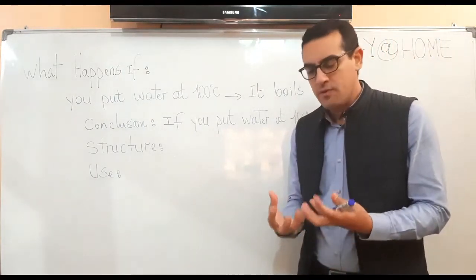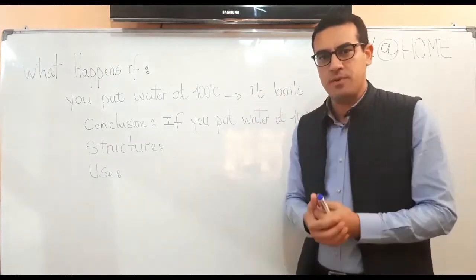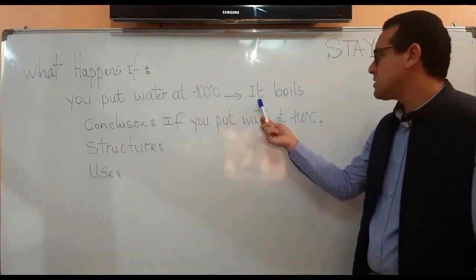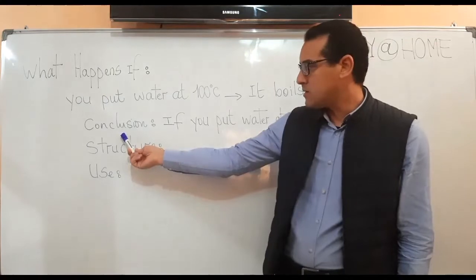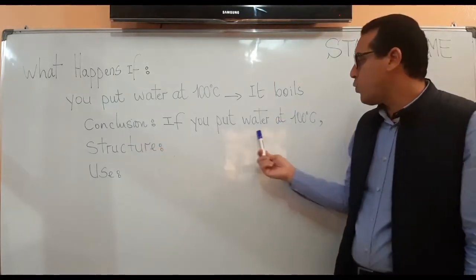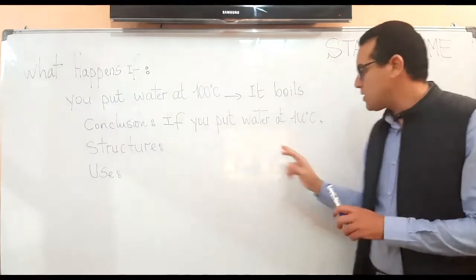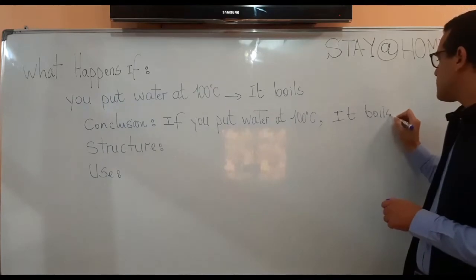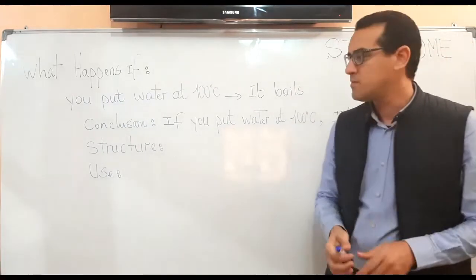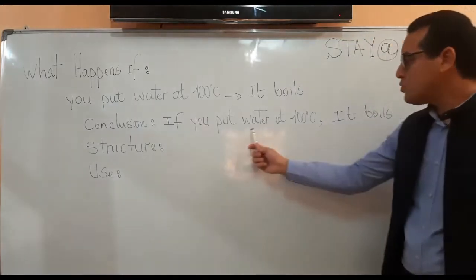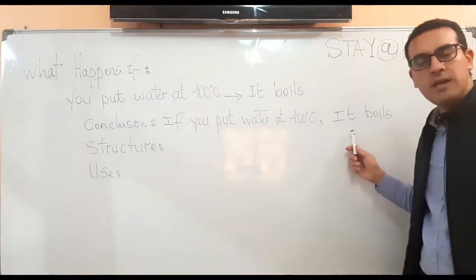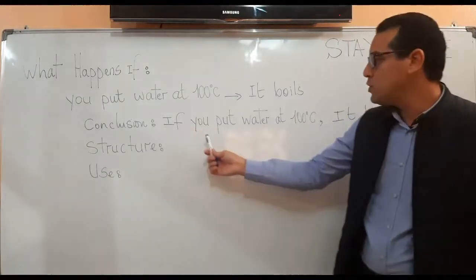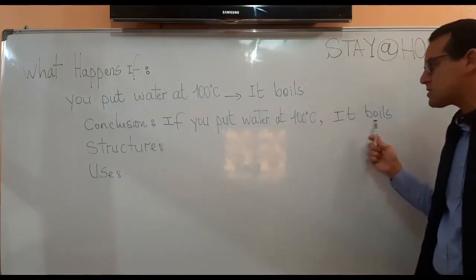Okay? And the vapor starts coming up. So we have, if you put water at 100 degrees Celsius, it boils. What's the conclusion? If you put water at 100 degrees Celsius, what's the result? The result is it boils. That's the situation. Repeat after me, please. If you put water at 100 degrees Celsius, it boils. Repeat it once again, and twice, and 3 times.